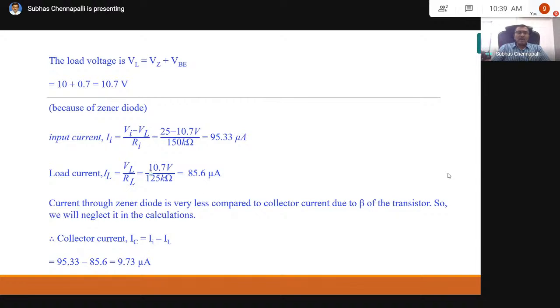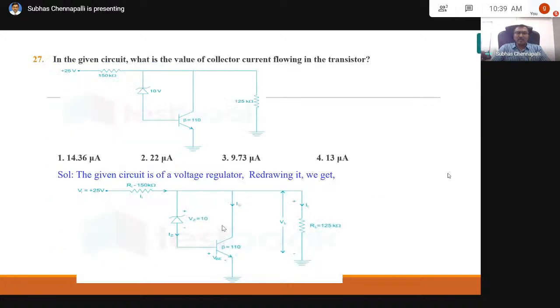Then out of that, total current I is equal to IZ plus IL plus IC, but IZ we ignore. So II is equal to IL plus IC, so IC is equal to II minus IL. So 95.33 minus 85.6, 9.73 microamperes will flow through. This one, 3 is the answer.